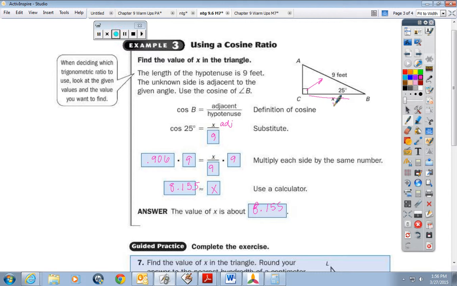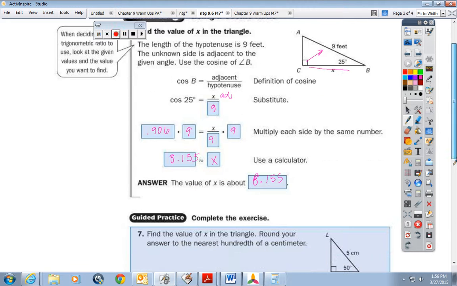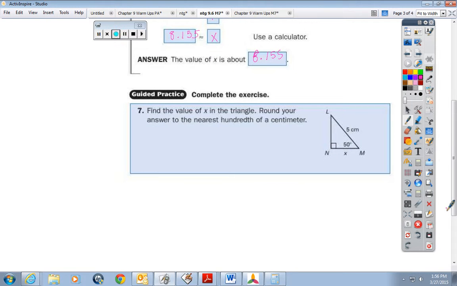Okay, it says find the value of x in the triangle. Round your answers to the nearest hundredth. Okay, so let's look at what we know. I know the angle measure. What else do I know? The hypotenuse. And what am I needing to find? X. And what is the relationship between x and 50? Is it the opposite? Is it adjacent? We know it's not the hypotenuse. It's adjacent. So flip back to your first page and look what ratio has the hypotenuse and the adjacent in it. The cosine. So we're going to use the cosine again.